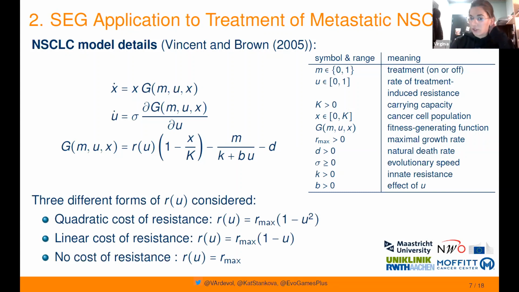And furthermore, we assume that there can be a cost associated to resistance, which is realized as a decrease of the growth rate. And we explore 3 different forms of this cost of resistance: as a quadratic function of u, as a linear function of u, and no cost of resistance at all.